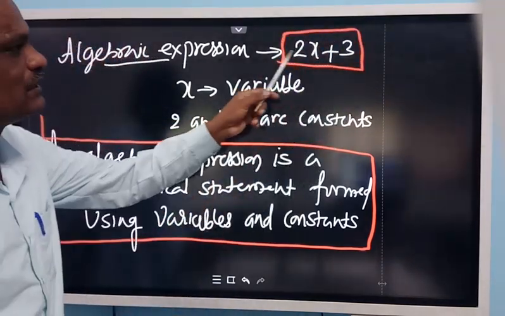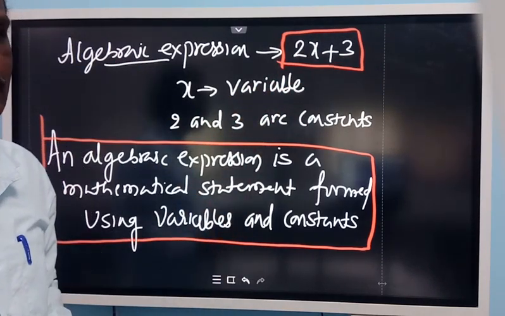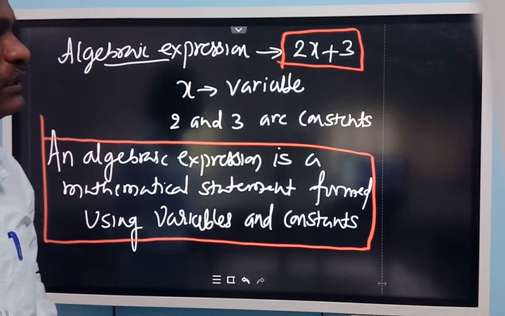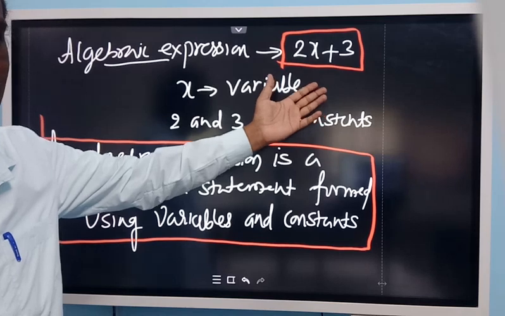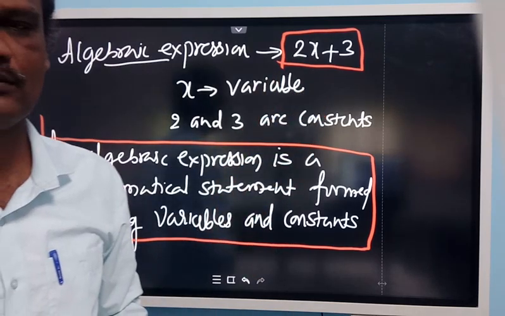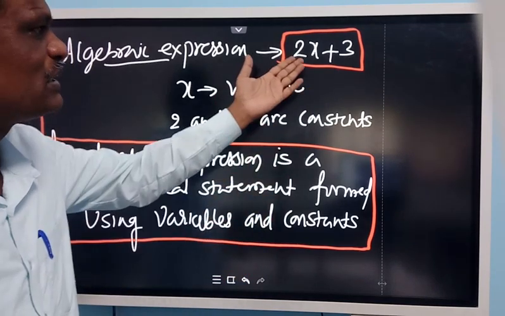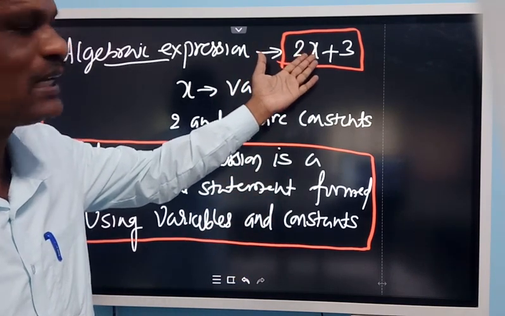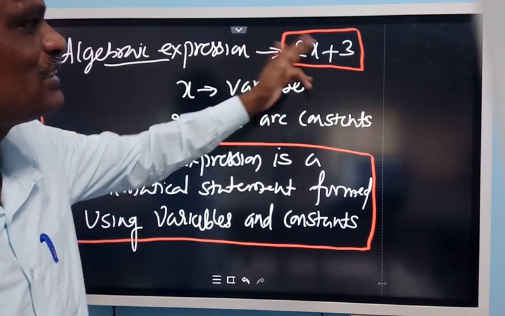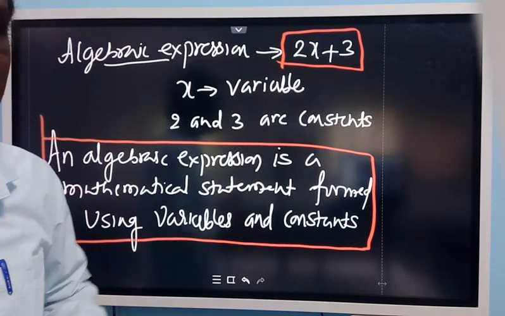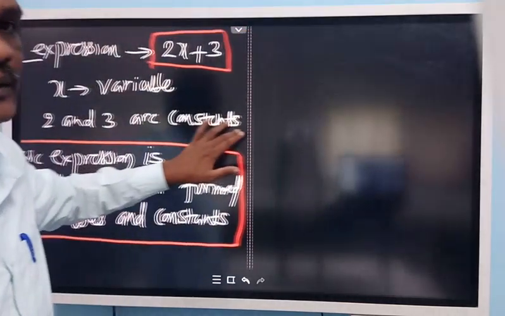2x plus 3 contains the variable x and the constant number 2. Understand? The value of this expression depends on the variable. Why do we call it a variable? Because it can take any value. Sometimes it can be 0, it can be 1, 2, 3, any number. Therefore it is called a variable. Whereas 2 and 3, their values are fixed. Therefore they are called constant terms.